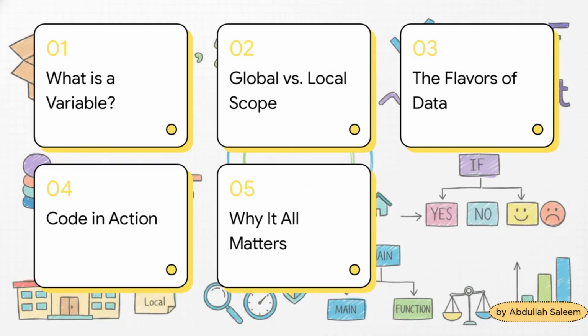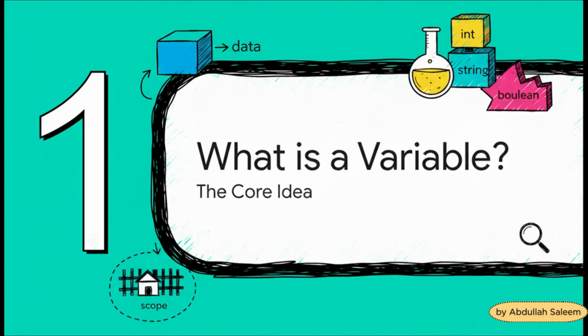So here's our game plan. First up, we're going to tackle the main building block, the variable. Then, we'll figure out the rules of where you can use them, that's scope. After that, we'll look at all the different flavors of info you can put inside those blocks, see it all come together, and finally, we'll talk about why getting this right is just so crucial for writing solid code. Okay, let's dive right in.